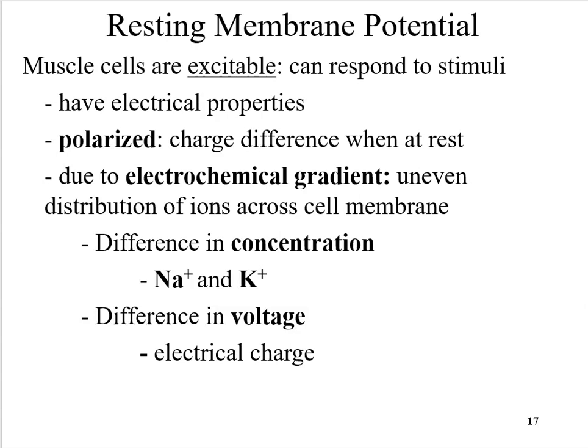Polarized refers to the fact that there are two poles or ends, a charge difference and concentration difference between the inside and outside of the cell. This is called an electrochemical gradient. The electro refers to the charge difference, a difference in voltage, negative versus positive. The chemical refers to a difference in the concentration of ions. Here, those ions are sodium and potassium. Na+ equals sodium, K+ equals potassium.